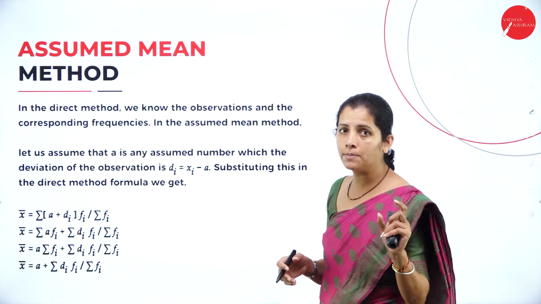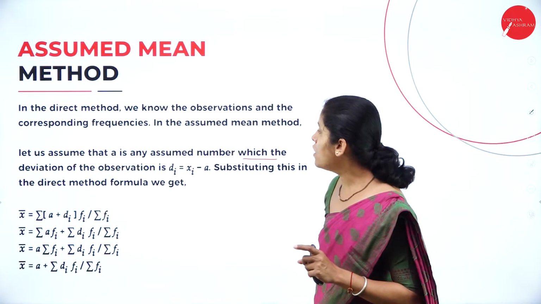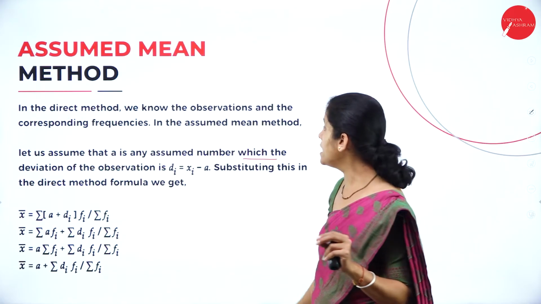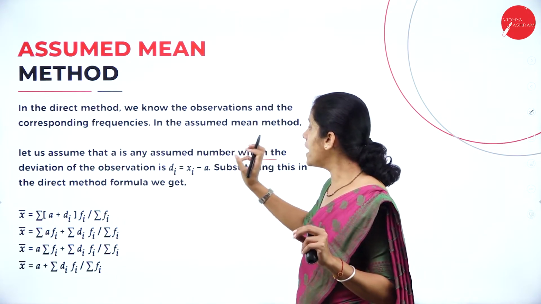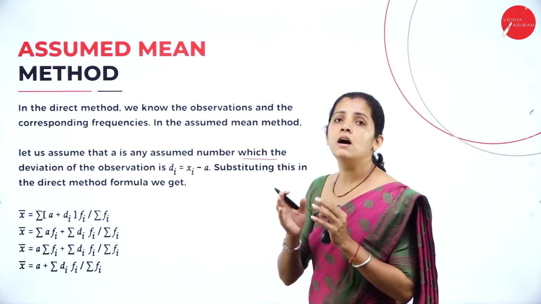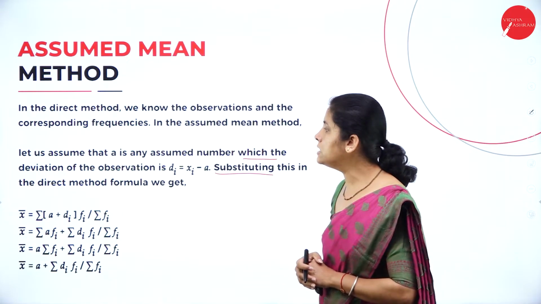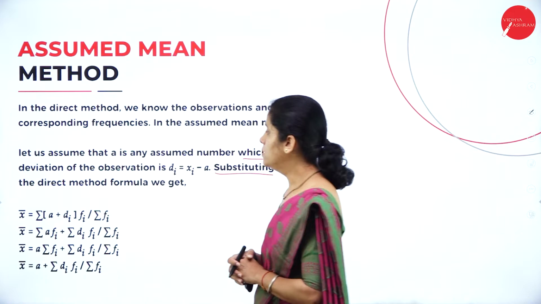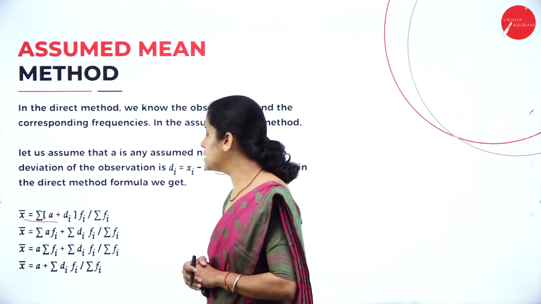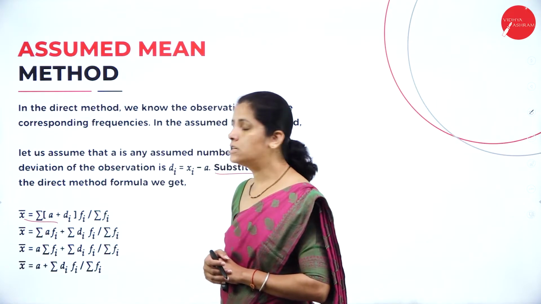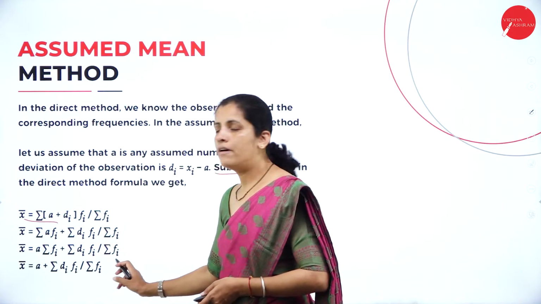So A is nothing but any assumed number, and the deviation of the observation is di equal to xi minus A. So what is A here? A is nothing but just an observation or assumed number. Substituting this in the direct method formula, I am going to substitute this one in the direct method formula, and when I simplify, I get the answer A plus sigma di fi divided by sigma fi.